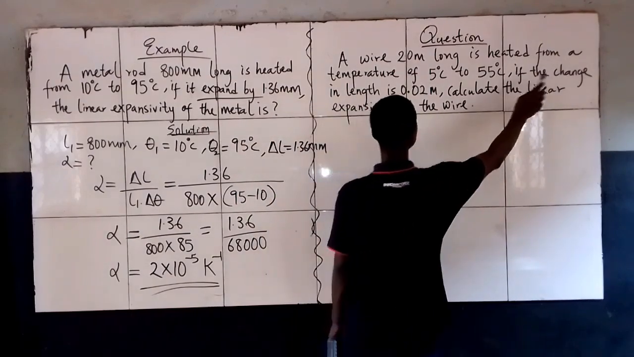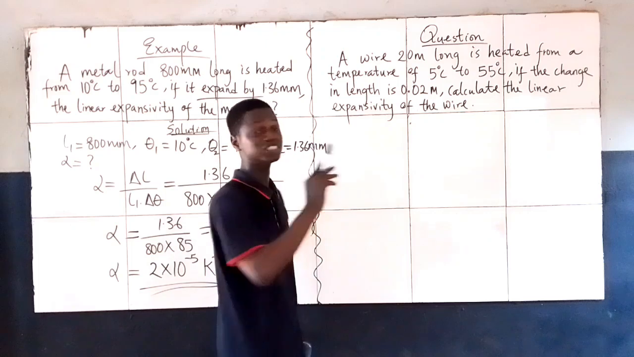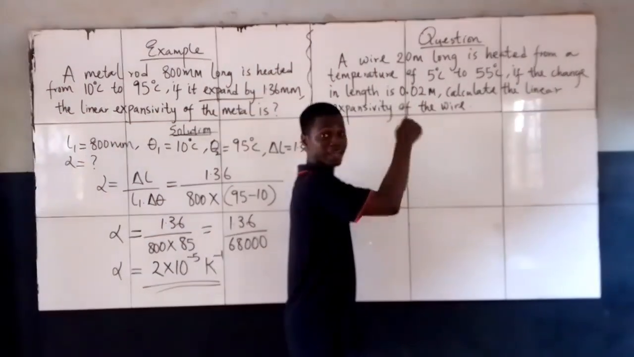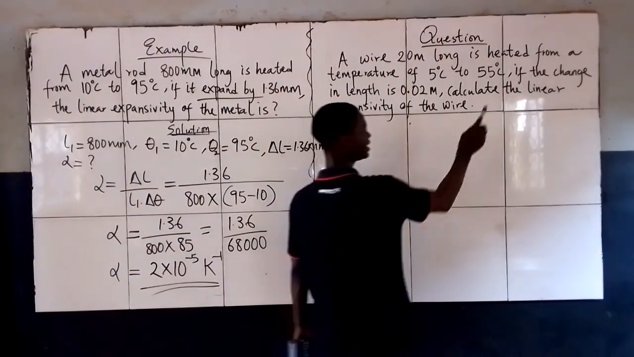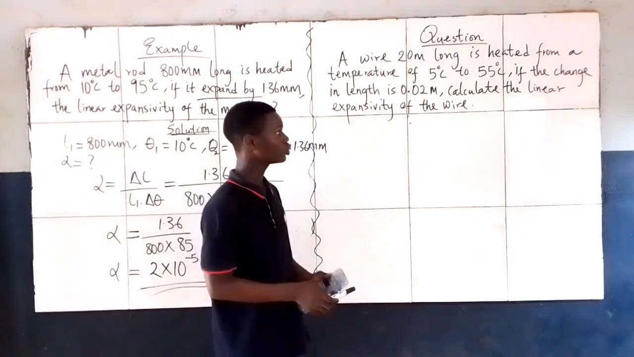Then I said, if the change in length, you are seeing change in length, that stands for delta L, is it not? Is 0.02 meter. Calculate the linear expansivity of the wire. You are being asked to find alpha. So do it to solve this question.